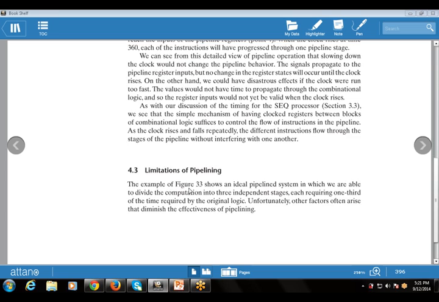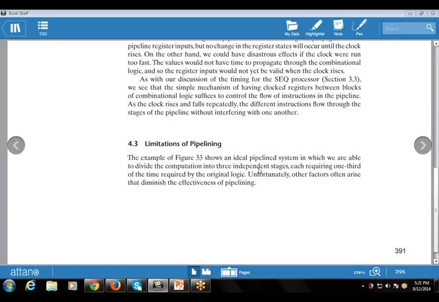Then what are the limitations? Figure 33 shows an ideal pipeline system in which we are able to divide the computation into three independent stages like A, B and C, each requiring 1/3 of the time required by the original logic. That is how we use multiple computational tasks and divide the instruction task into three divisions so that instructions can execute at the same time continuously or simultaneously.